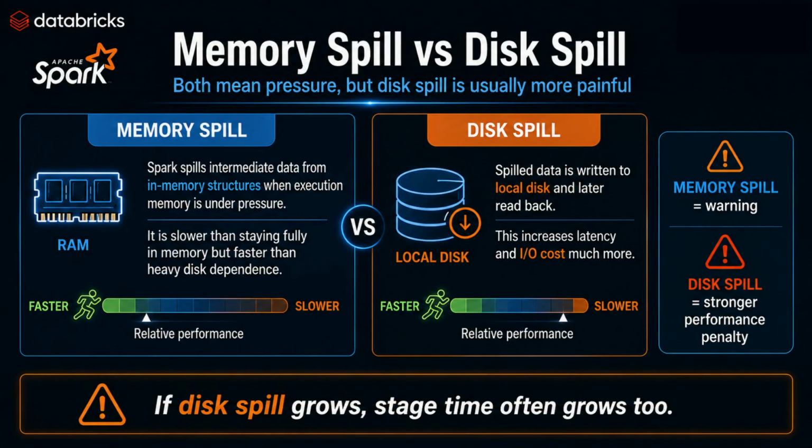Memory spill means Spark is moving intermediate data out of faster in-memory structures because execution memory is under pressure. It is a warning that Spark is starting to struggle. Disk spill is more expensive because spilled data is written to local disk and later read back. That extra write and read creates latency, disk input and output, and longer stage duration. So, memory spill is a warning. Disk spill is usually a stronger performance penalty. If disk spill grows, stage time often grows too.